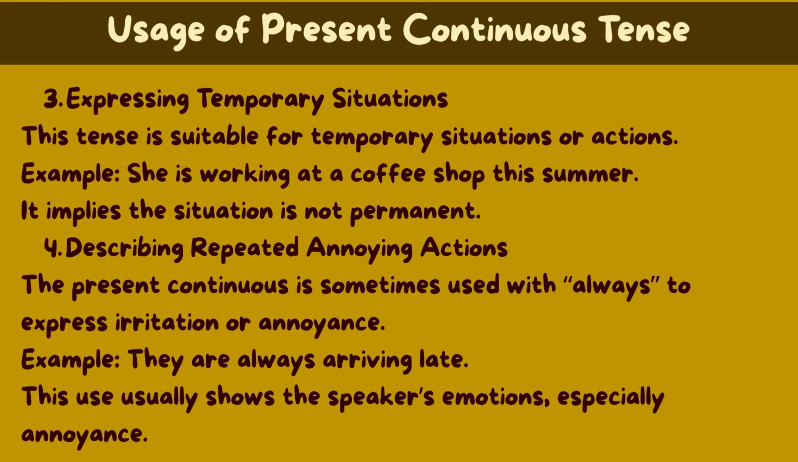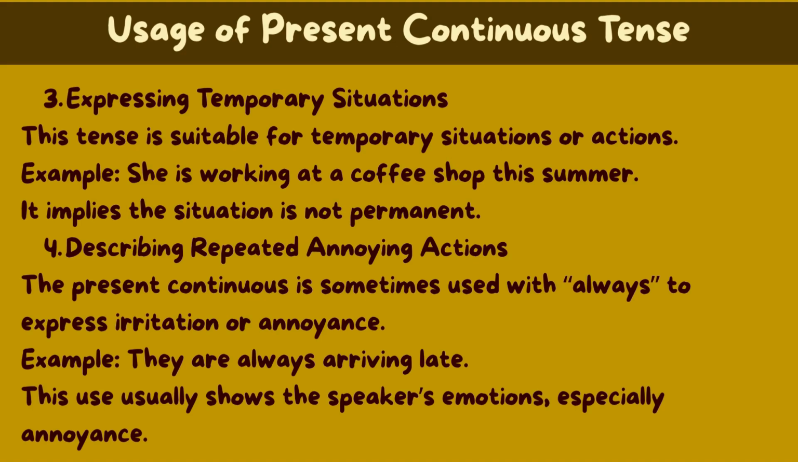The present continuous tense can also express temporary situations. These are situations that happen for a short period of time and are not permanent. For example, she is working at a coffee shop this summer. This means the job is only temporary.